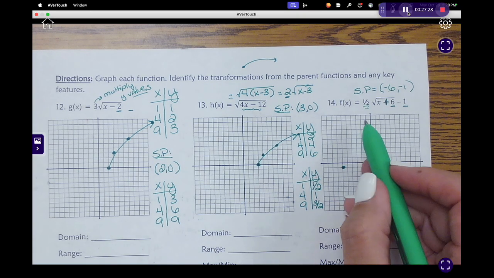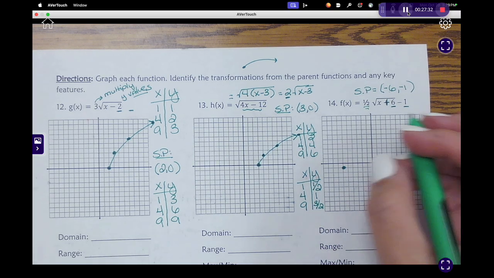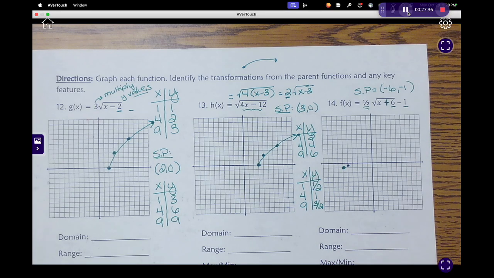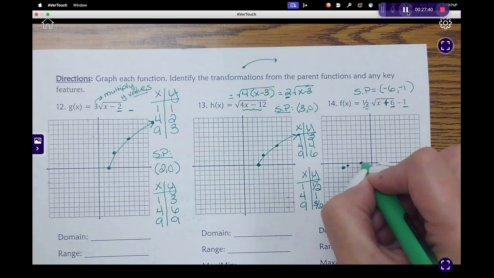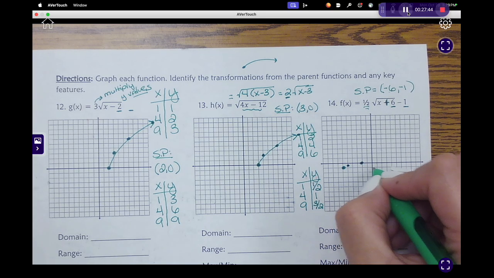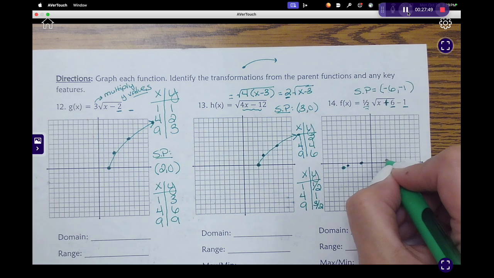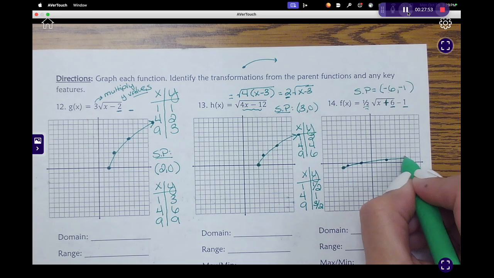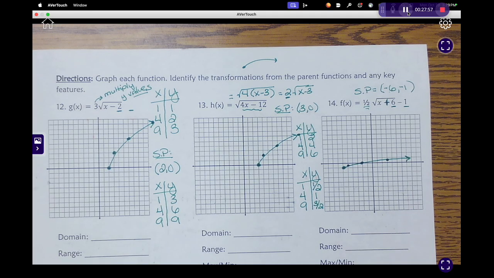So I had to multiply, because that's an a value, I had to multiply all those y values by a 1/2. So I'm going to go over 1 and then up a 1/2, which is just in between there, over 4 and up 1, and then over 9 and up 3/2, which is 1 1/2. So it's okay to get fractions, and for some of these you will get fractions. It just means you have to go up a 1/2, so it might be in between lines, something like that.